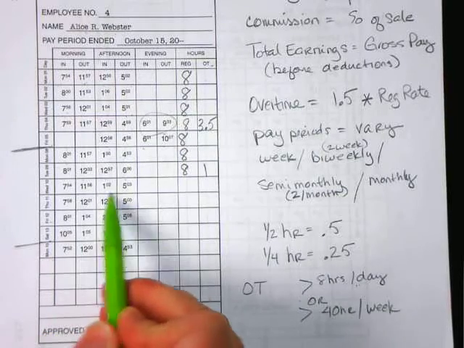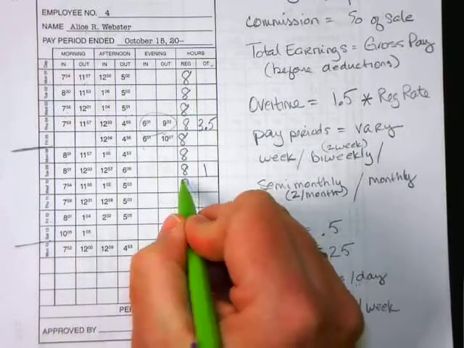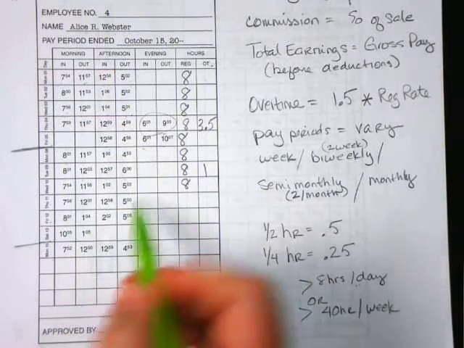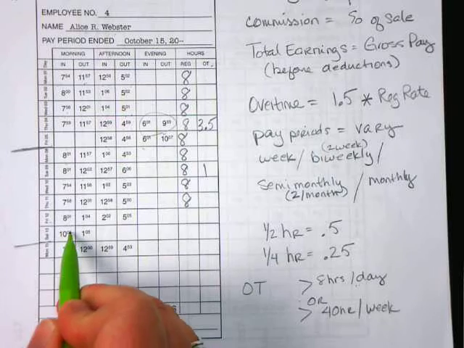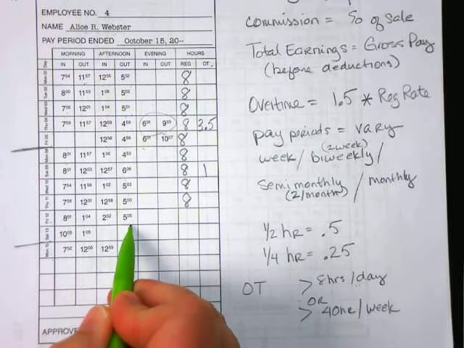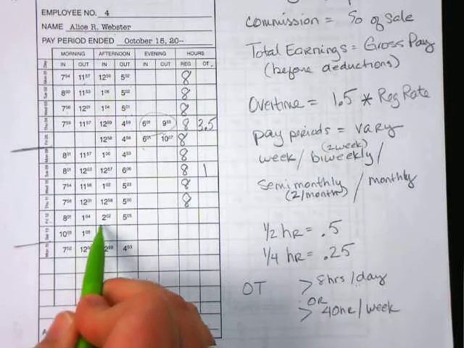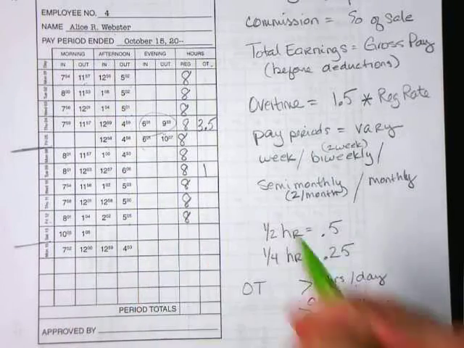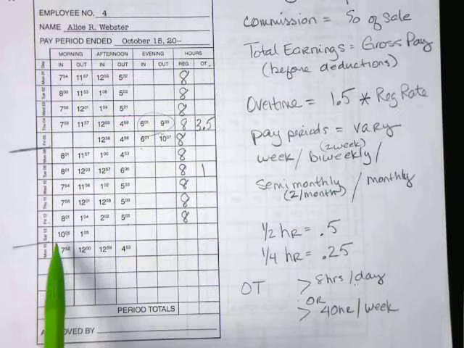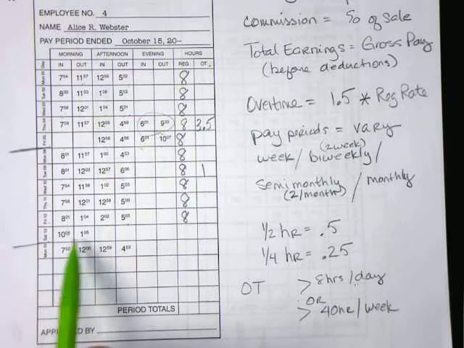Eight to 12, 1 to 5. 8 to 12, 1 to 5. 8 to 12, 8 to 1, 2 to 5. Still 8. Okay? And then here's Saturday from 10 to 1.